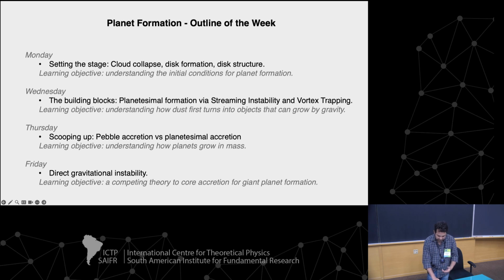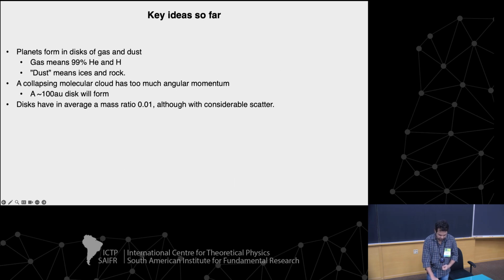How do we form the first rocky objects in the protoplanetary disk? We call these the planetesimals, right? Which is the first rung in the ladder for how to form planets.